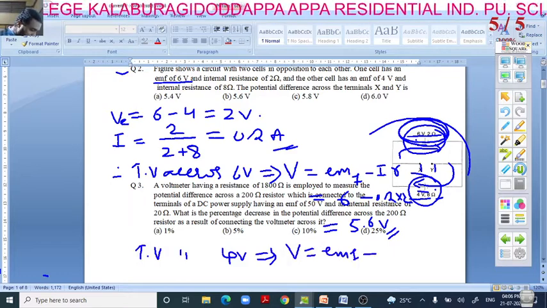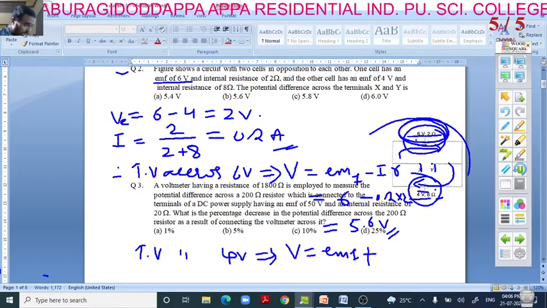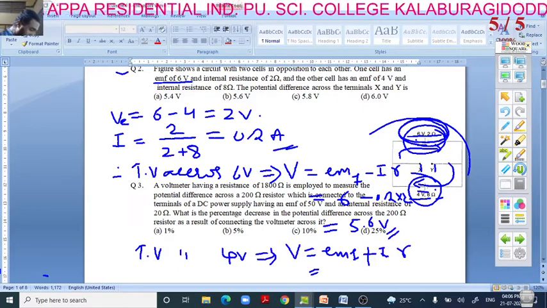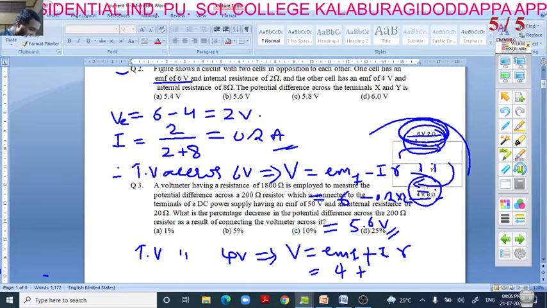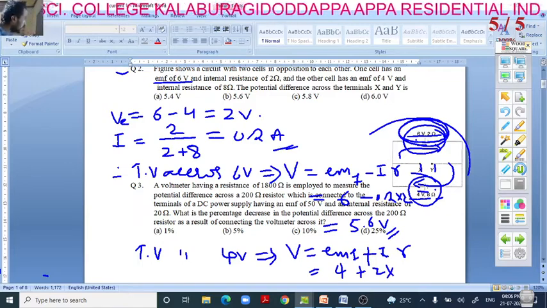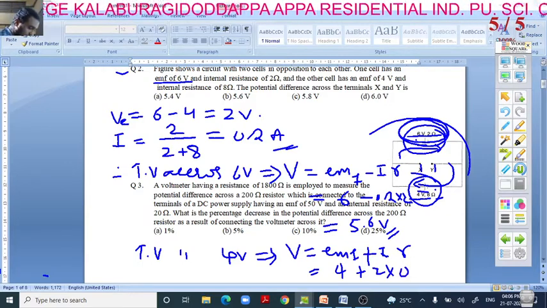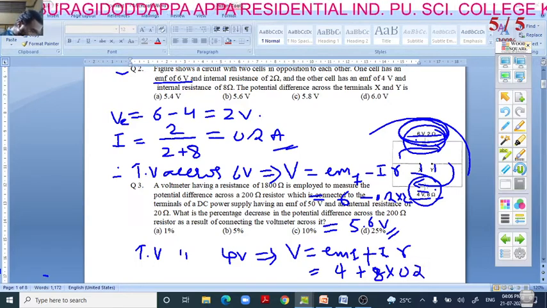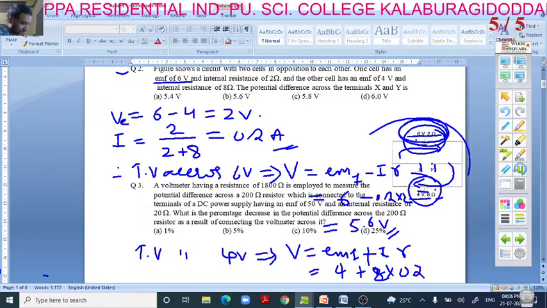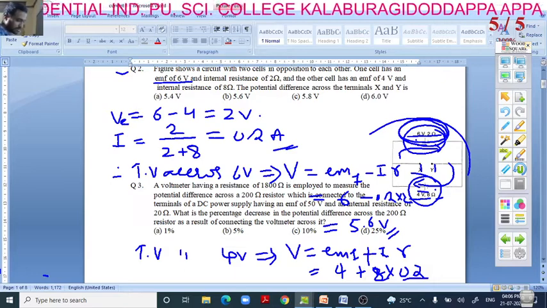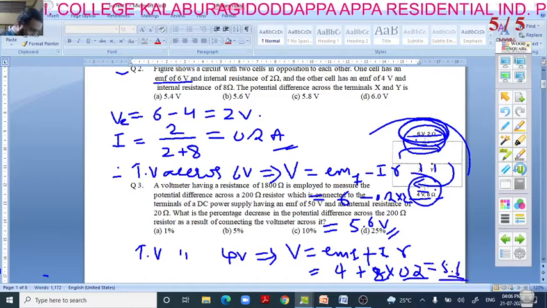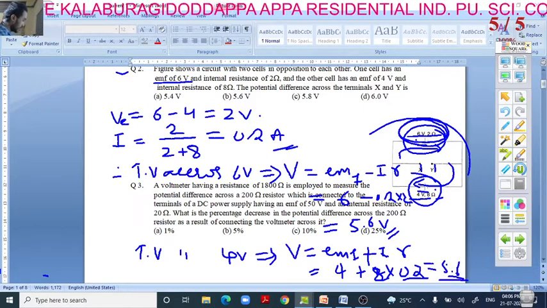EMF, instead of minus, plus I will write. Now the cell is discharging here, so EMF plus IR, that is equal to EMF 4 volt plus current 0.2 into internal resistance 8, right? Sorry, internal resistance 8 we have, and current we have 0.2, right? Okay, so by simplifying again we will get here 5.6 only, it is 5.6 volt.